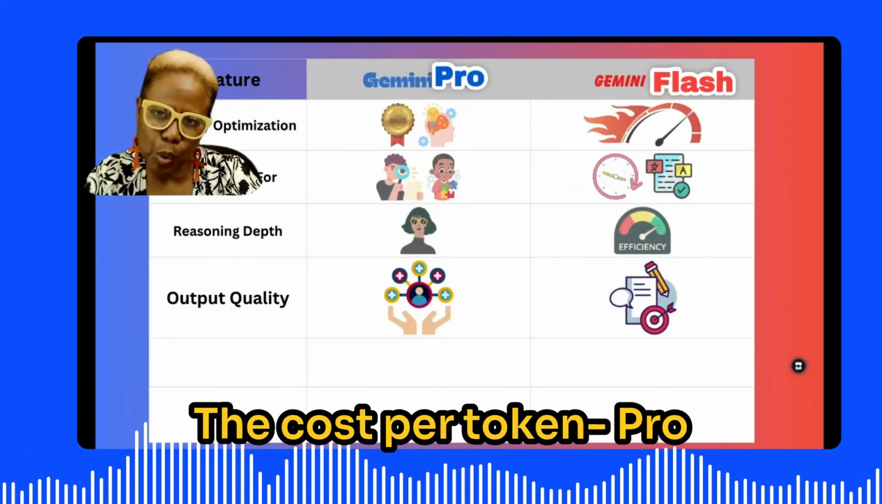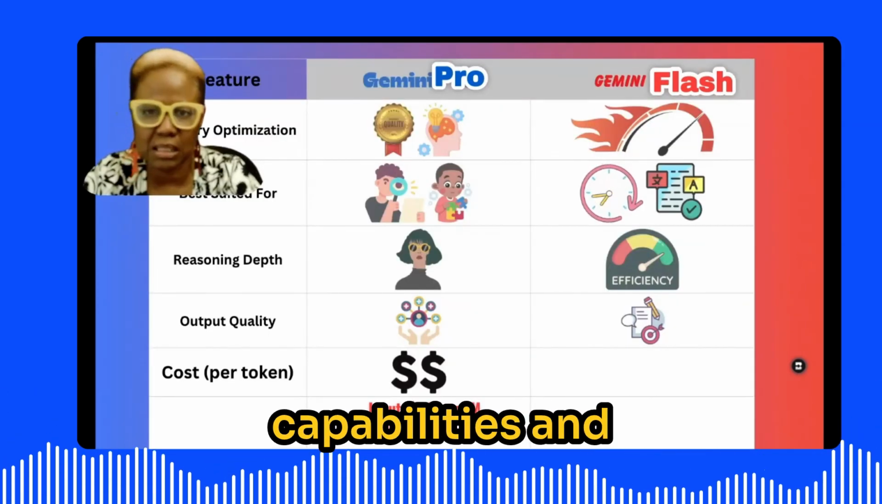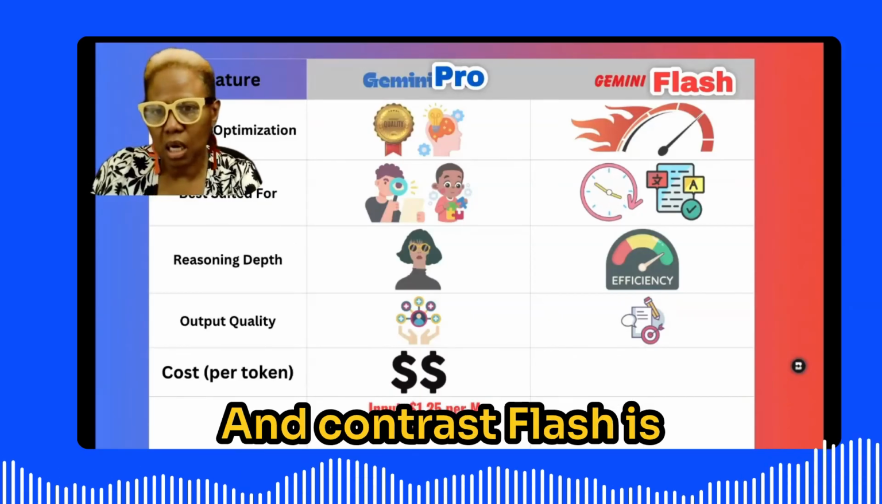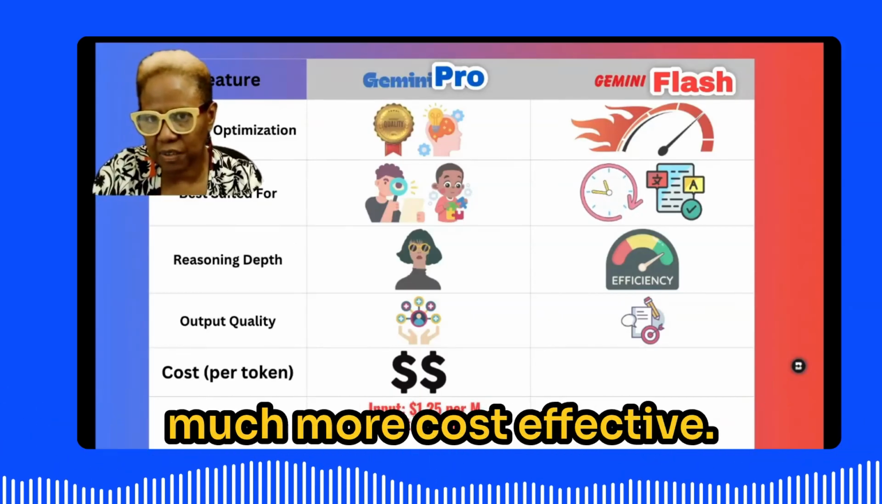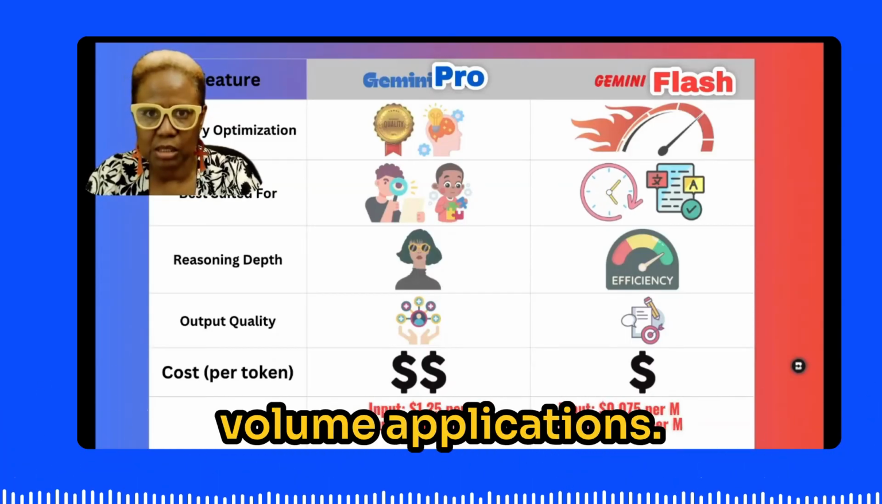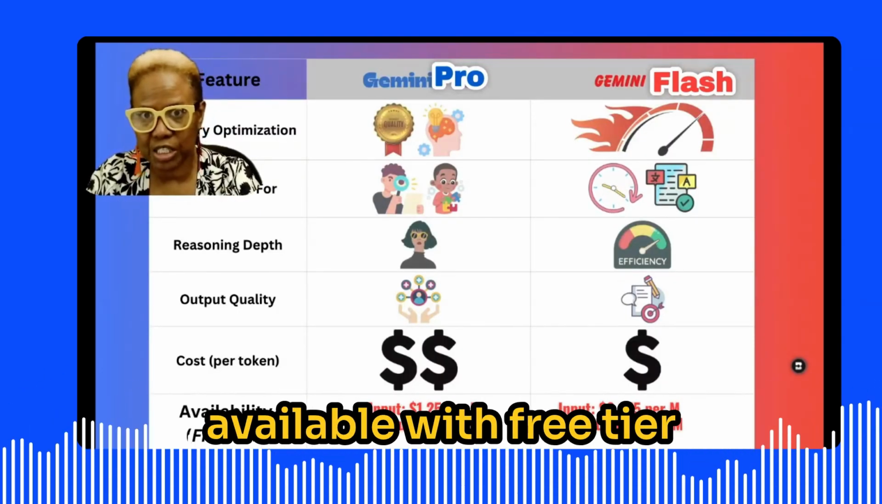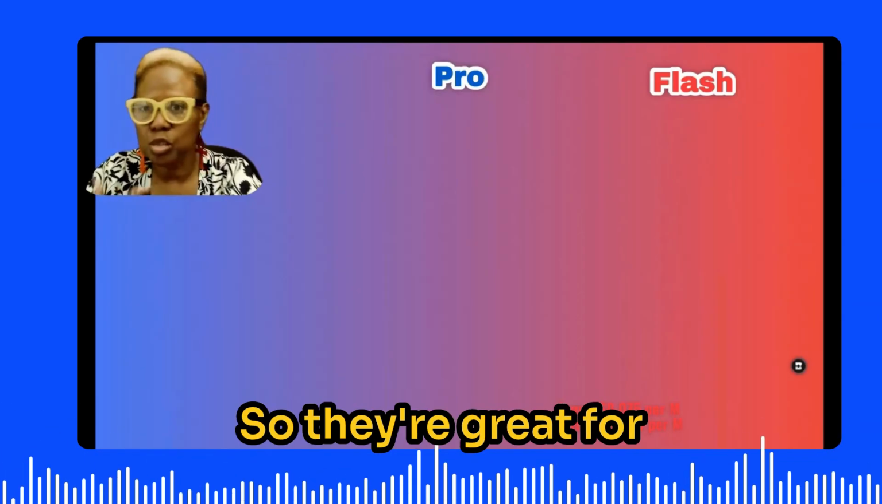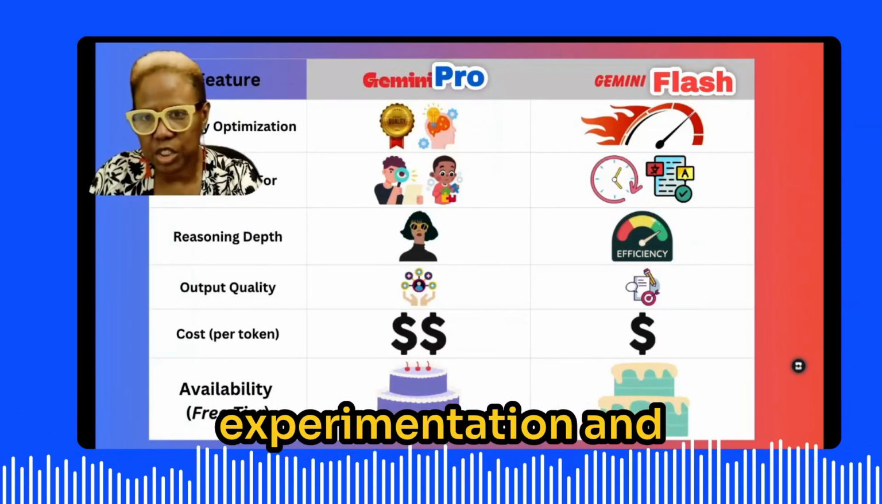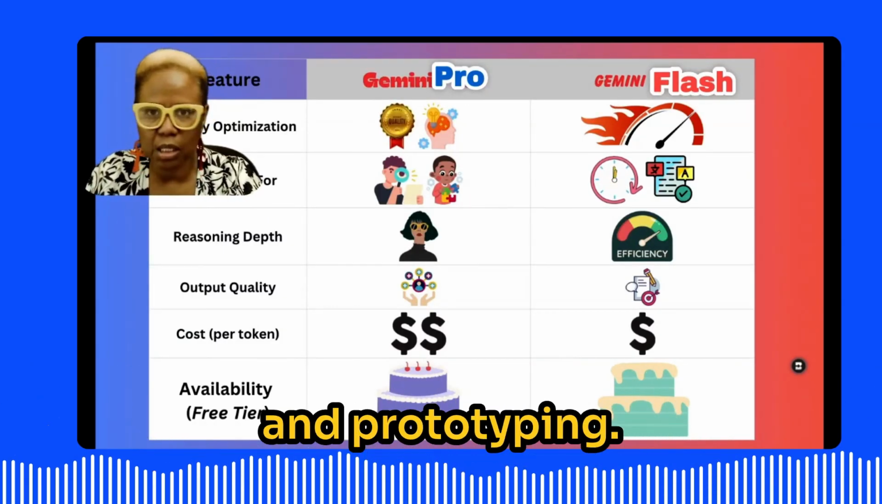The cost per token, Pro comes at a higher price. It reflects its advanced capabilities and the processing power that it uses. In contrast, Flash is much more cost effective. It's ideal for those budget-conscious, high volume applications. Despite the cost, both Flash and Pro are available with a free tier in Google AI Studio. So they're great for experimentation and development without the initial expense. Fantastic for learning and prototyping.